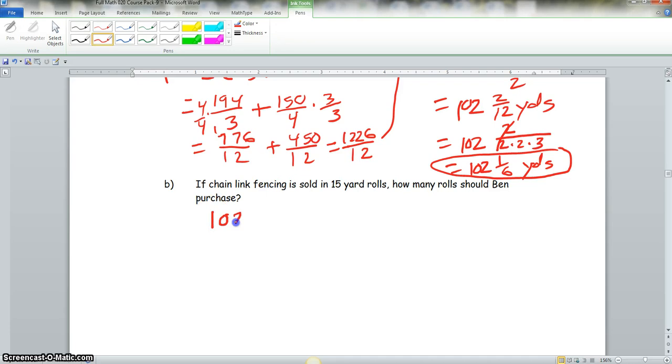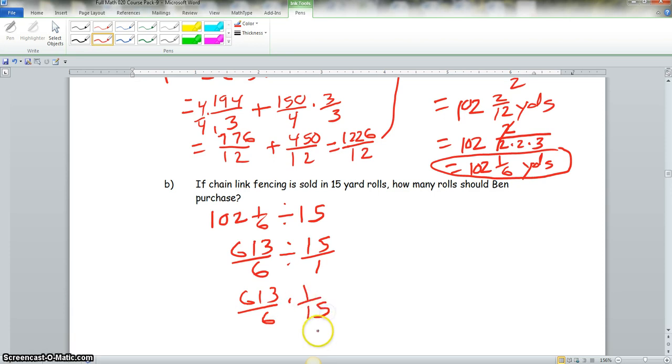Okay, now B, if chain link fencing is sold in 15-yard rows, how many rows should be purchased? So we would take 102 and 1/6 divided by 15. So this would give us 613 over 6 divided by 15 over 1. We have to change this into an improper fraction. So we have 613 over 6 times 1 over 15. Now, this will give us 613 all over 90.